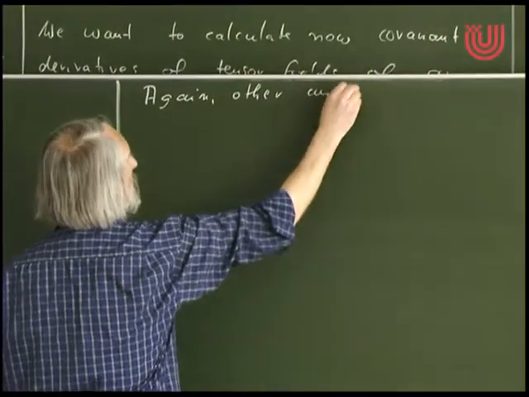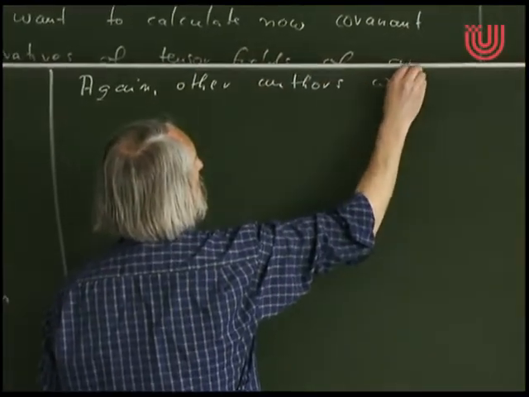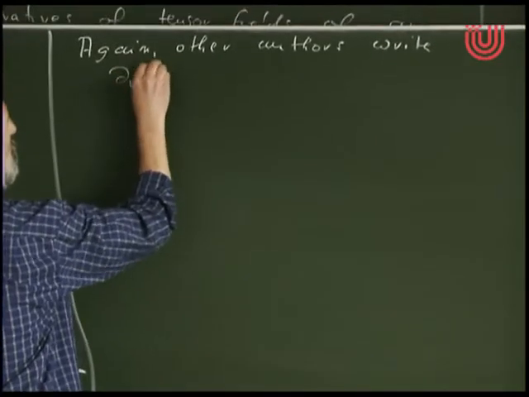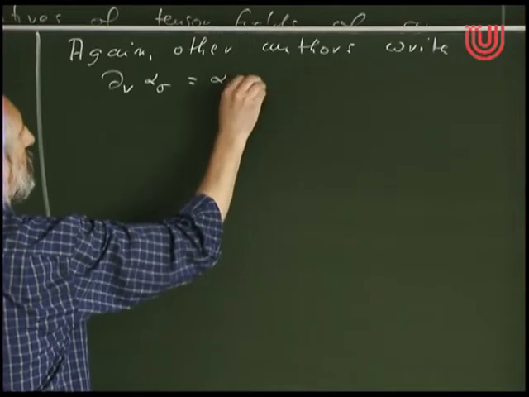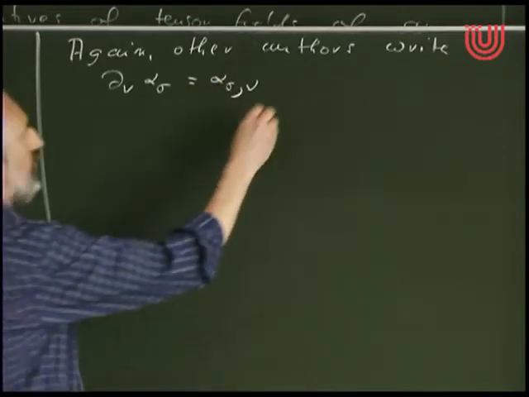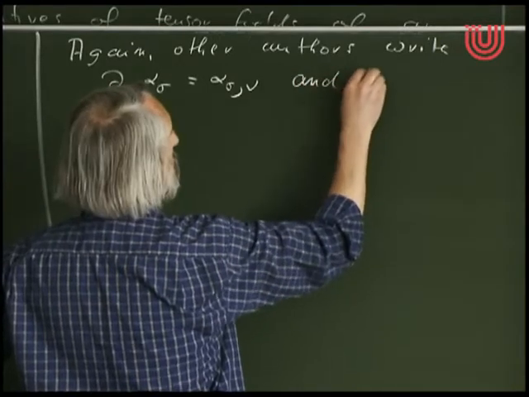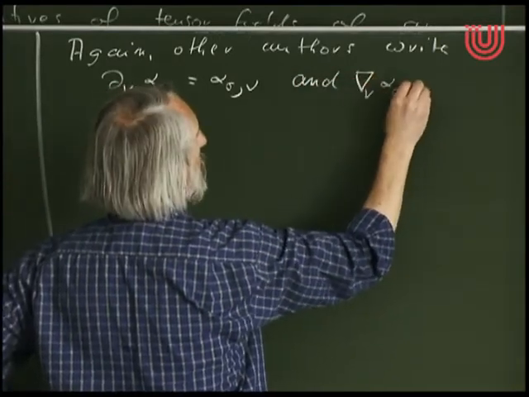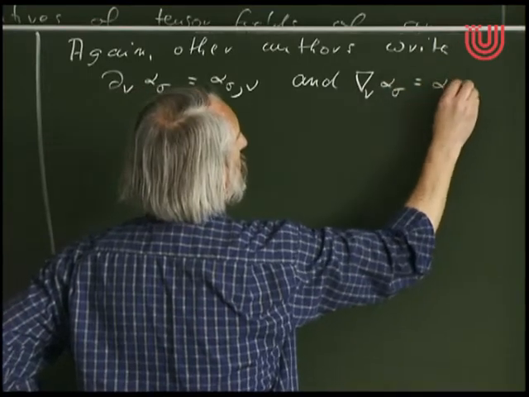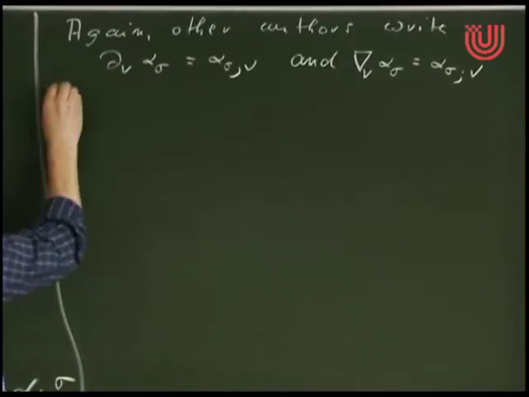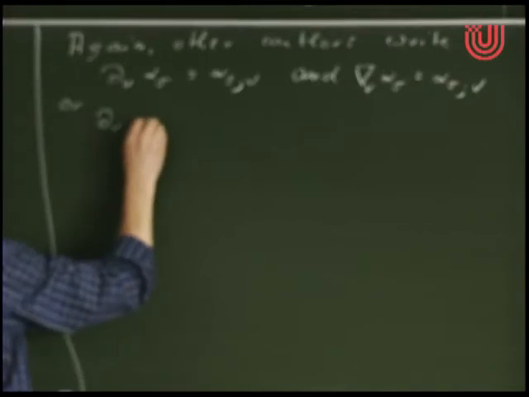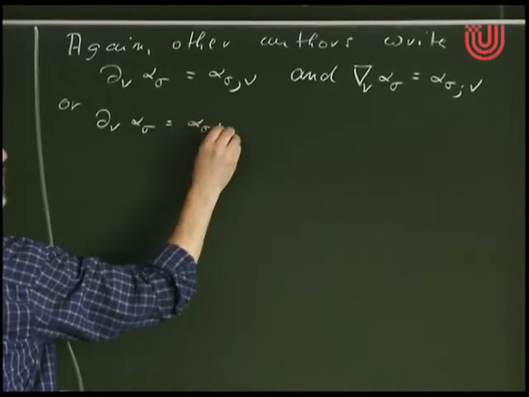Other authors use this comma or stroke notation. So they would write this here, partial nu alpha sigma, as alpha sigma comma nu. And they would write del nu, the covariant derivative, alpha sigma as alpha sigma semicolon nu. Or the other faction, which uses a stroke notation, would write this here as alpha sigma stroke nu.